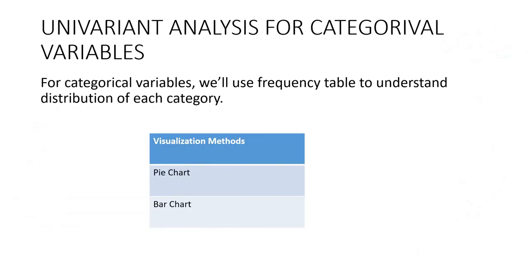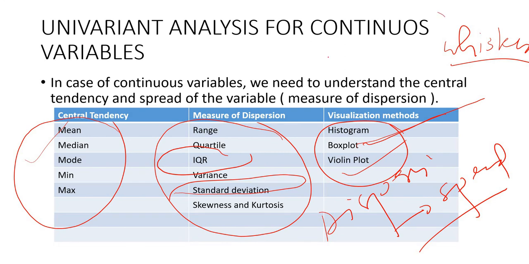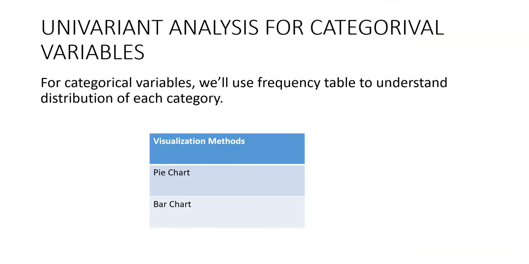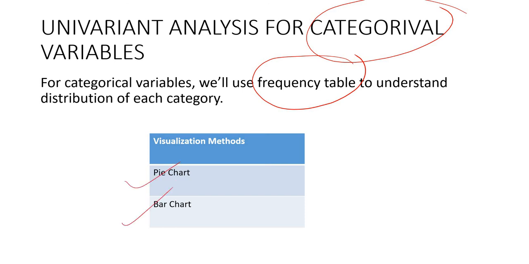This is univariant analysis for continuous variables. When it is categorical variables, we will use the frequency table to understand the distribution of each category, and the visualization methods we use here are the pie chart and the bar chart. Very important. We have separate videos in the playlist. You can watch those videos, pie chart and bar chart, for univariant analysis for categorical variables.